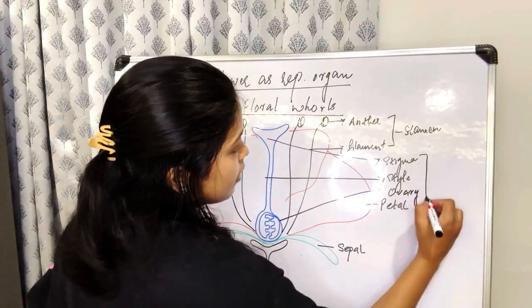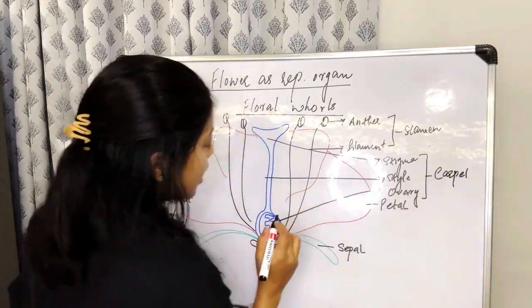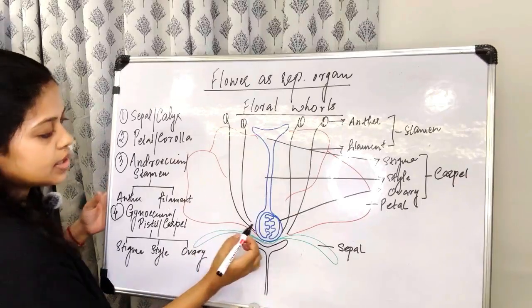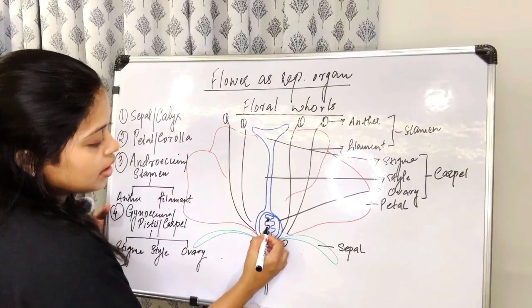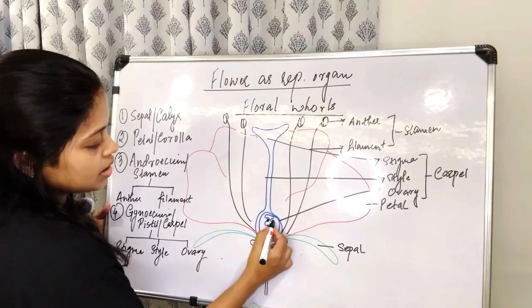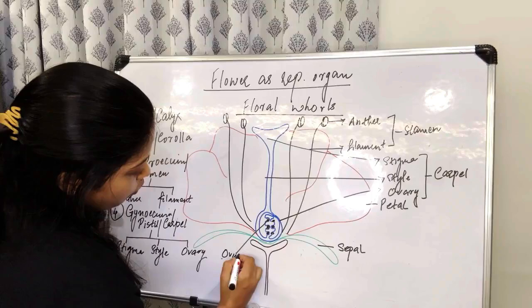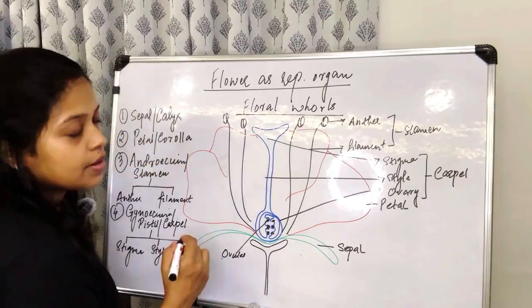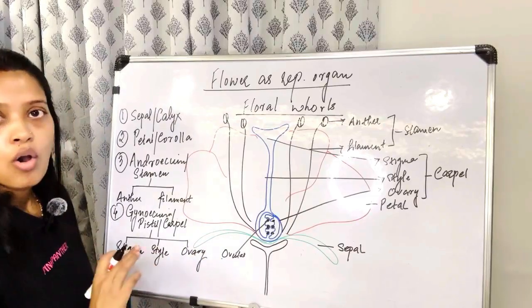So together they form the carpel. Okay. Inside the ovary, you are seeing these locules. Inside that are the ovules present. So these are the ovules. Ovules are the female reproductive gamete. So the female gamete is the ovule.